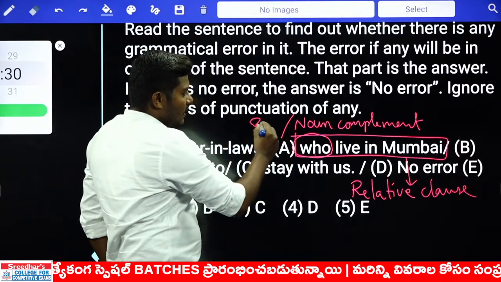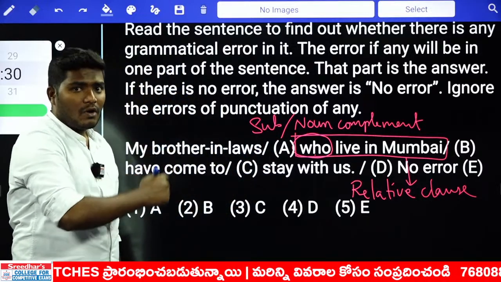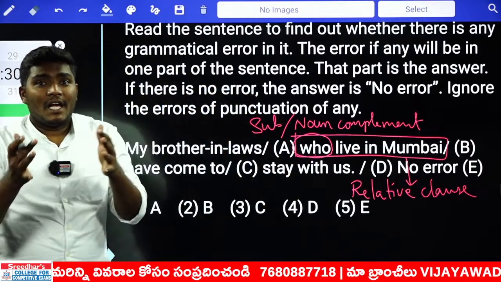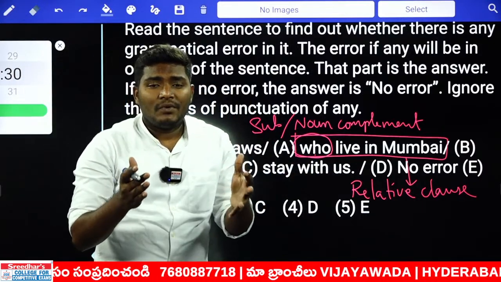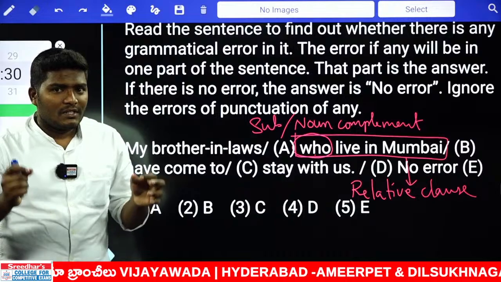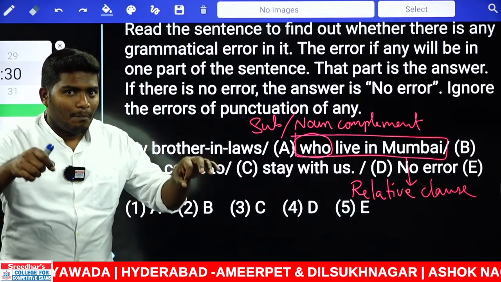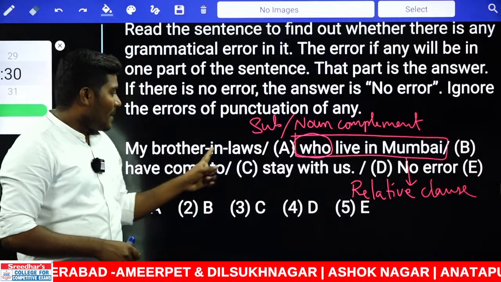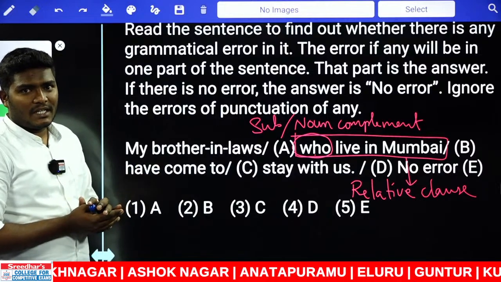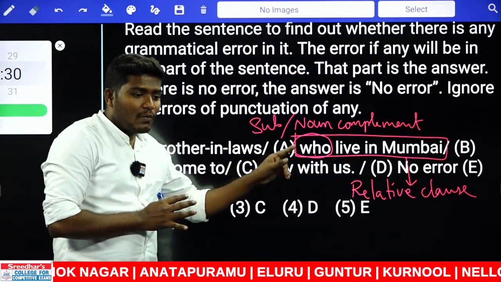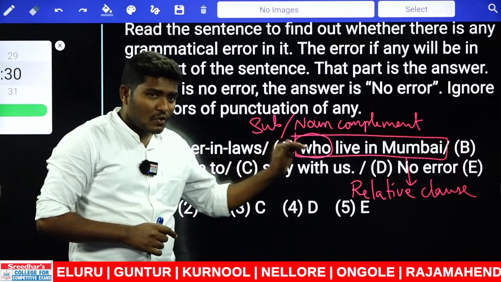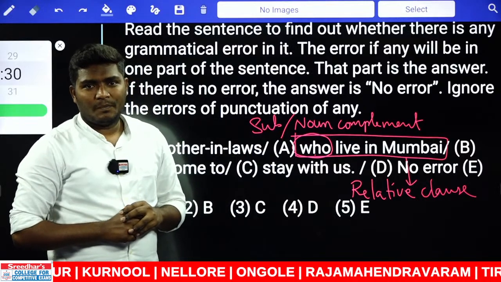I am writing another point here, see: this can be a subject complement or noun complement, and this part can also be called a relative clause. Remember, a relative clause can be added in between the main clauses. What did I say? A relative clause can be added in between the main clauses. What is the main clause in the sentence? My brothers-in-law have come to stay with us. That is the main clause, the total sentence. In between this sentence we are adding one clause, and that clause is nothing but the relative clause. Remember, they often give errors in these combinations, remember this point.